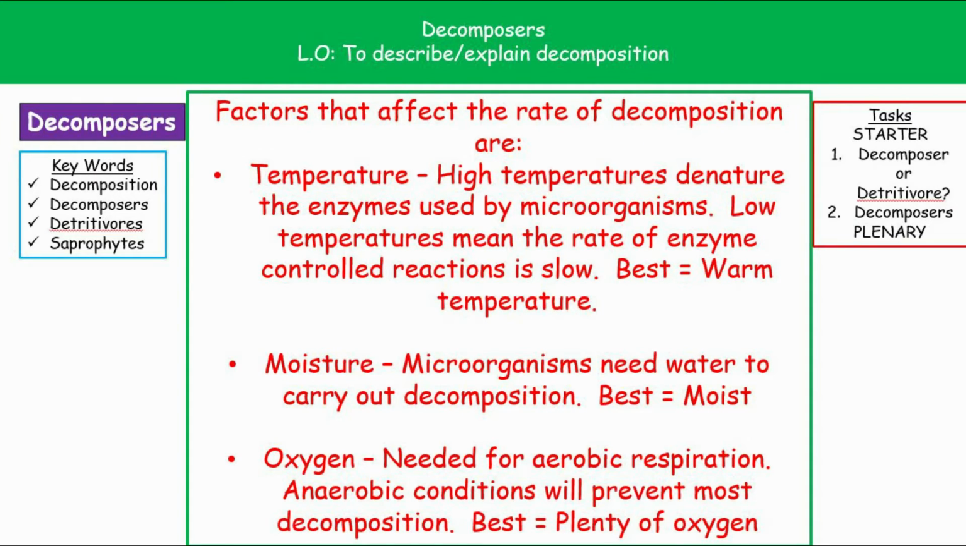So if we don't have enough oxygen, then it won't be able to carry out aerobic respiration, which means it's not going to survive. What we find is that if we've got anaerobic conditions, i.e. there's not enough oxygen available, then decomposition generally doesn't happen, which is what we see in things like waterlogged soils where there's just too much water and there's not enough oxygen there. Again, decomposition can't take place. So the best conditions we can have for decomposition: warm, moist, and plenty of oxygen.